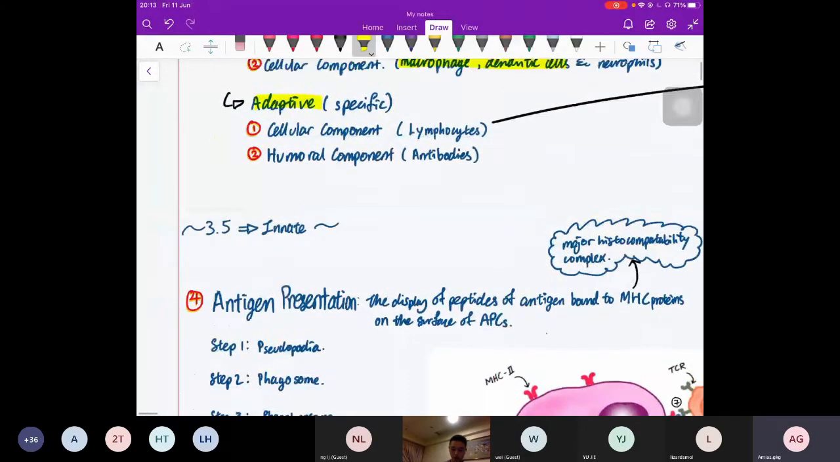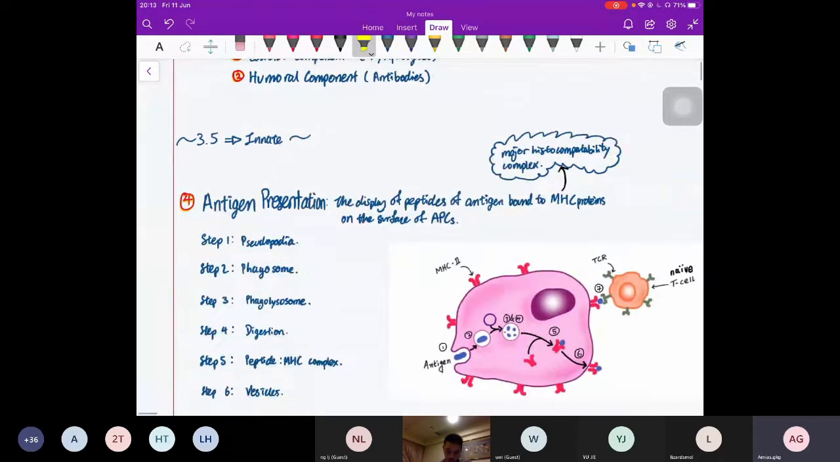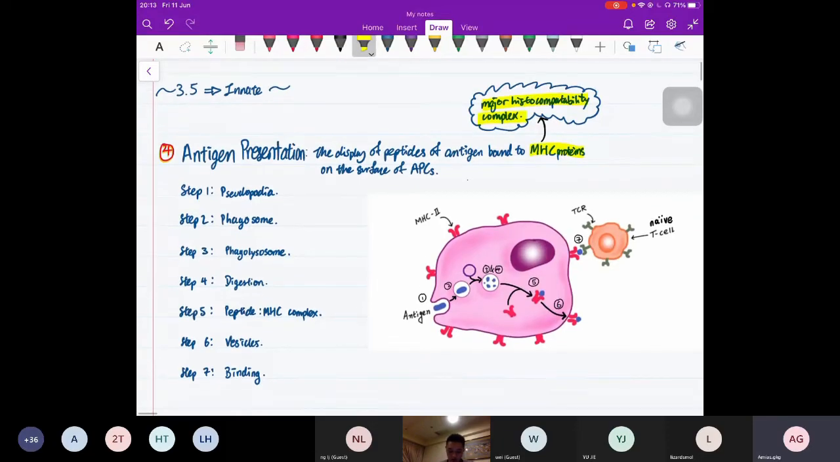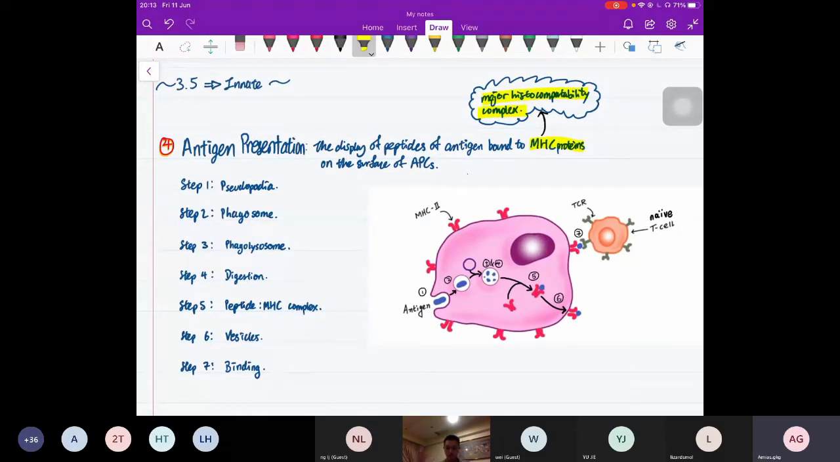Okay, so we're not going to talk much about your innate immune system because that is very self-explanatory, and we'll talk about antigen presentation. Okay, and so antigen presentation just refers to the display of peptides of an antigen bound to your MHC proteins. MHC stands for major histocompatibility complex. So these will be displayed on the surfaces of your APCs.